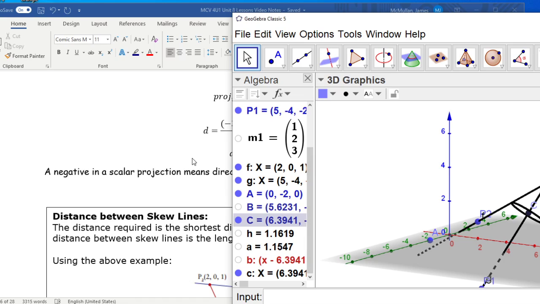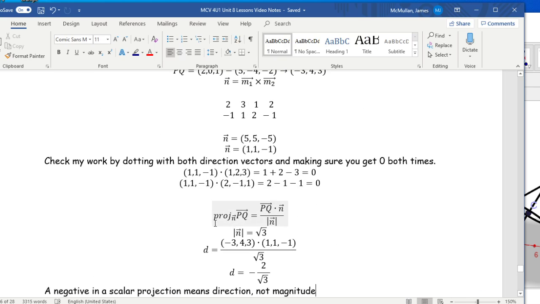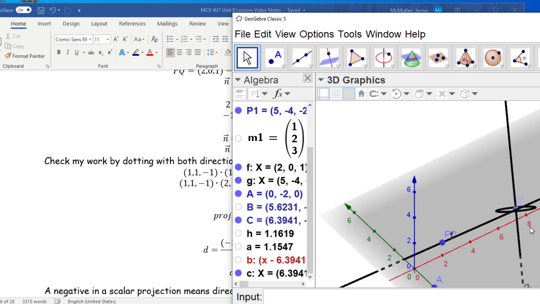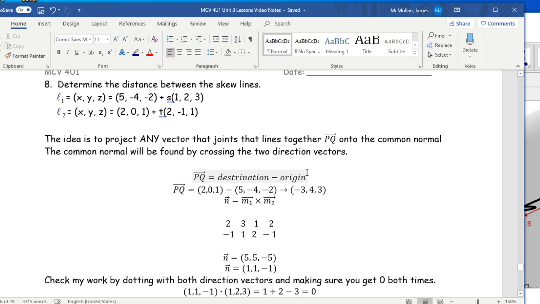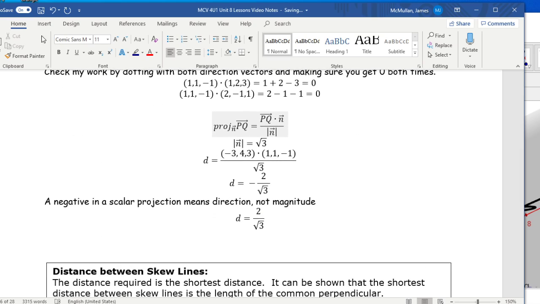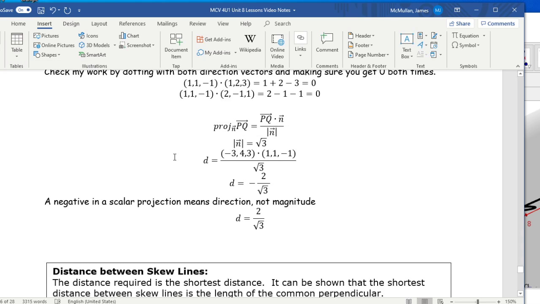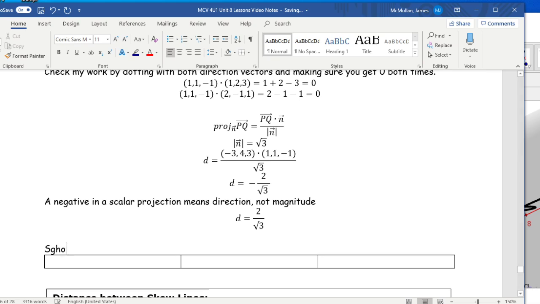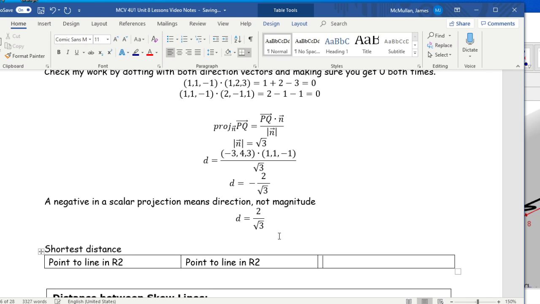Okay, so remember, you already know this formula, and you know this idea. You're projecting a vector onto a normal. That's always the way you get the shortest distance to something. The reason you couldn't use it when you were doing point to line in 3D, let's just review for a second. So let's make a quick shortest distance table. Shortest distance. Point to line in R2. Point to line in R3. Point to, or skew lines in R3.